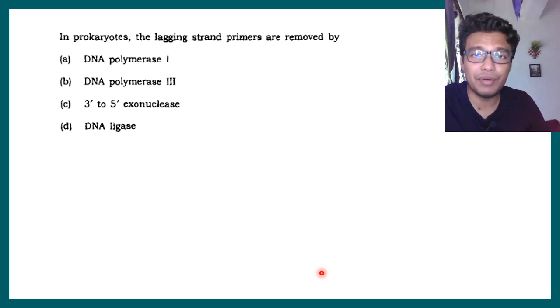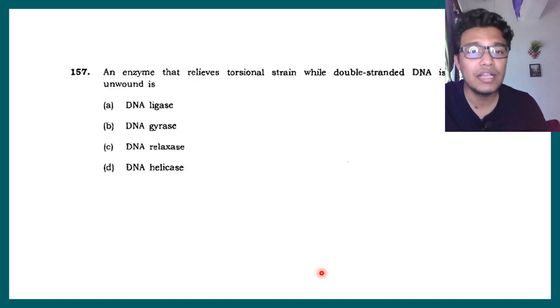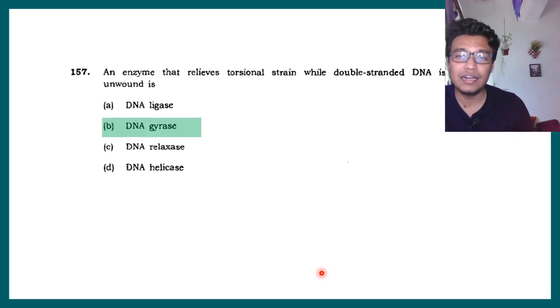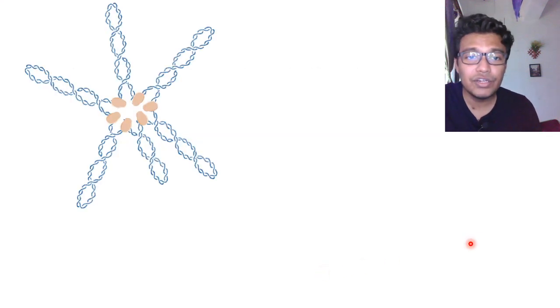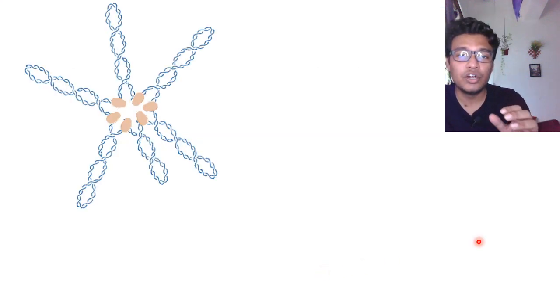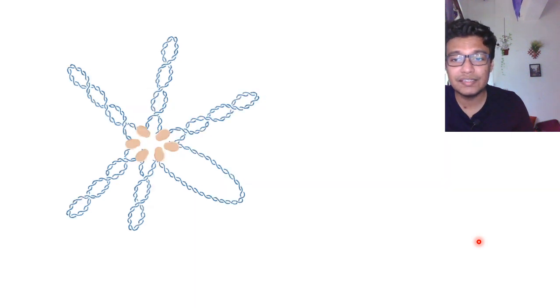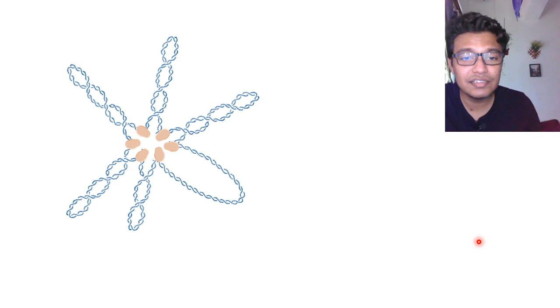Okay, in prokaryotes, the lagging strand primers are removed by DNA pol 1, pol 3, 3' to 5' exonuclease, or DNA ligase. And the correct answer is DNA polymerase 1. An enzyme that relieves torsional strain while double-stranded DNA is being unwound is known as DNA ligase, gyrase, relaxase, or helicase. The correct answer is basically DNA gyrase, and this particular topological constraint in our DNA can be removed with the help of the gyrase enzyme, and now you can see a relaxed form.